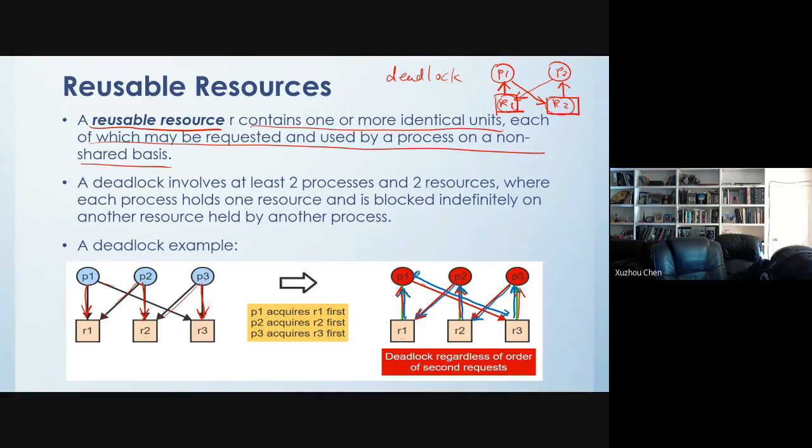So basically, you are actually going into a kind of closed loop, right? Going this way. Okay, it's a closed loop. So in this case, unless one of the processes gives up its resource, and this breaks the loop, it's not going to work.